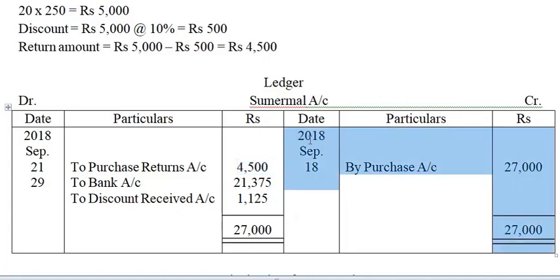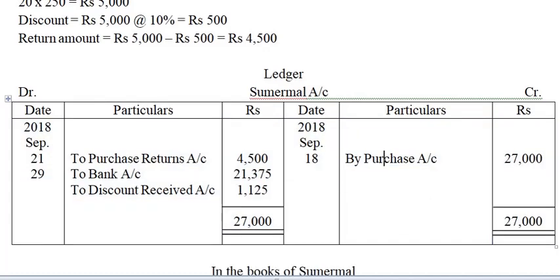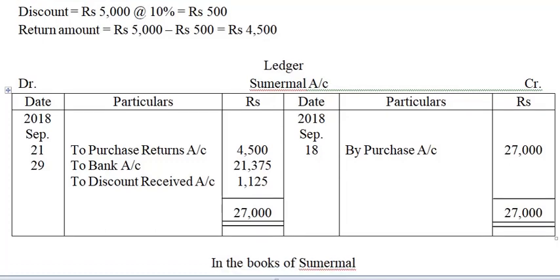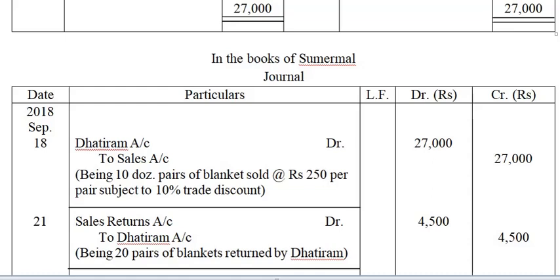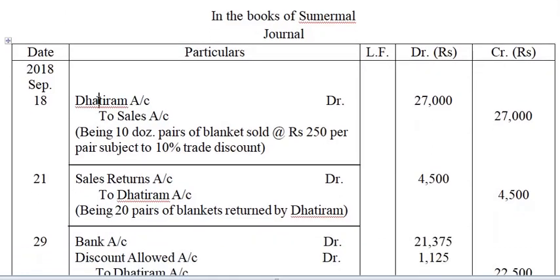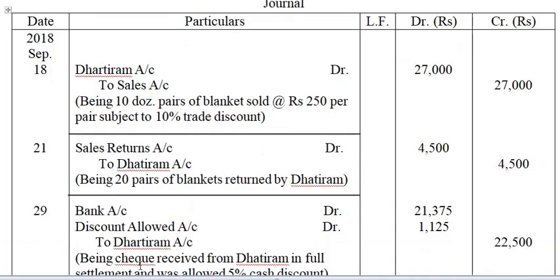I don't think I have explained this preparation of the ledger account because we already know how to prepare the ledger account. Now, it has been clearly stated in the question that you are supposed to pass journal entries in both the parties' books. So, in the books of Sumarmal, Dhartiram. So, on 18th, in the books of Sumarmal, it will be Dhartiram account debit to sales account. Amount will be 27,000. I have explained to you how we are getting this amount. And for Sumarmal, it will be sales returns.